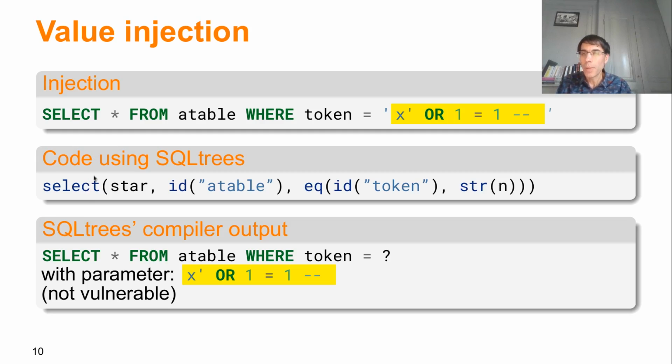Now what the compiler does is it transforms this tree into select star from a table where token is equal to question mark, the question mark being the placeholder of this parameterized statement, and the parameter which SQL trees will send to the database is the value given by the attacker, and the database handles it. So it's not vulnerable to this injection.